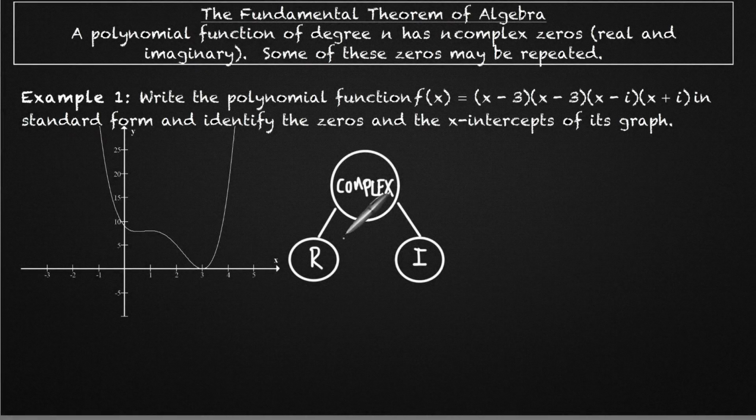Okay, let's talk a little bit about complex numbers. Complex numbers include both real numbers and imaginary numbers. And so essentially every single number that exists is a complex number. If it has an i in it, then it's going to be an imaginary number. If it doesn't have an i, it's going to be a real number. But both of these are complex numbers.